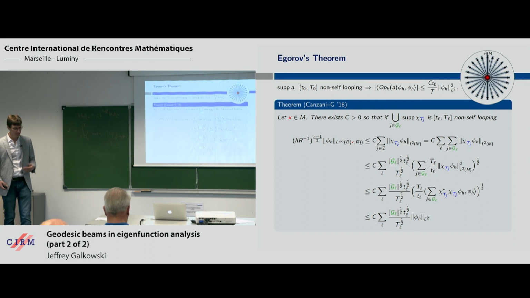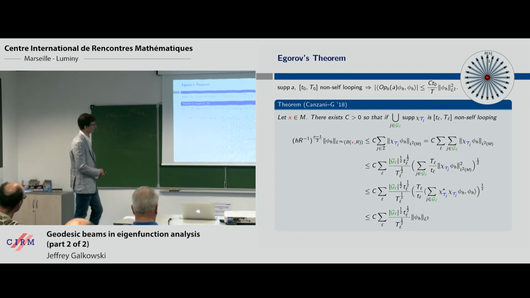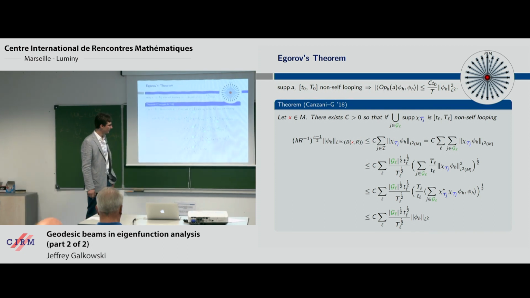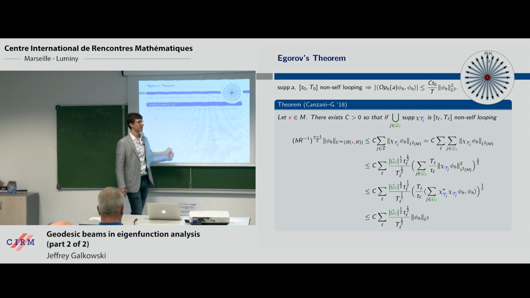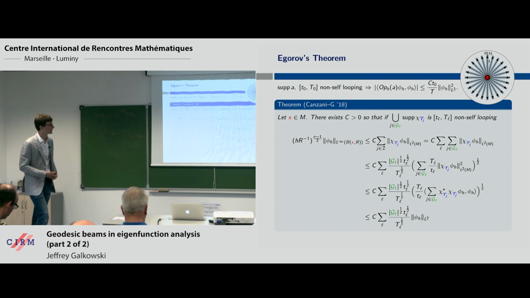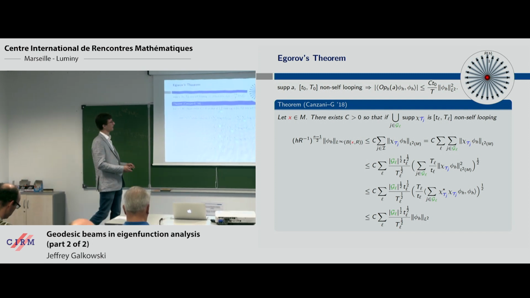And so now I have a purely dynamical statement. I have something which tells me that if I want to know about the L infinity norm in some ball, all I need to know about is the structure of non-self looping sets near the point x. Okay, so let me try to unpack that a little bit again.